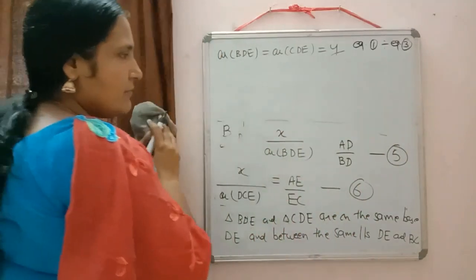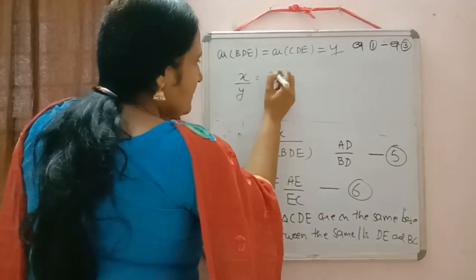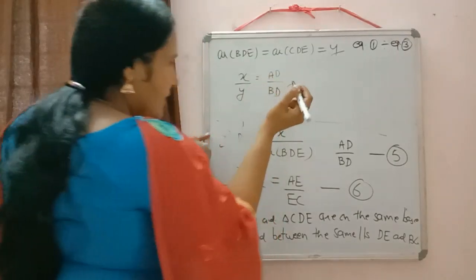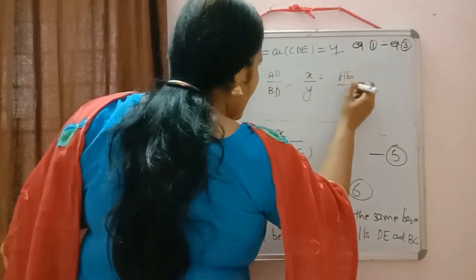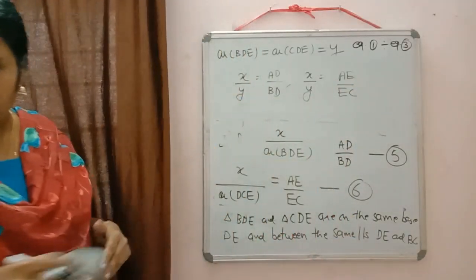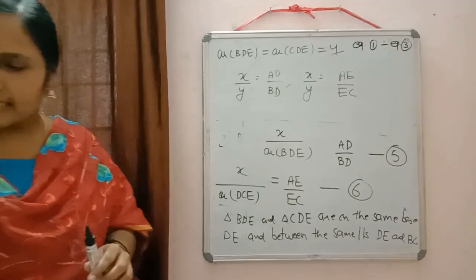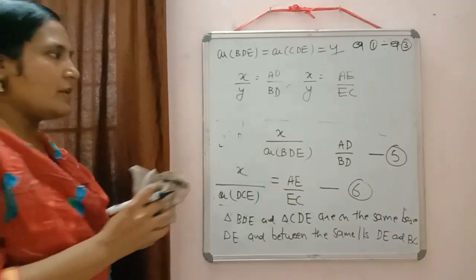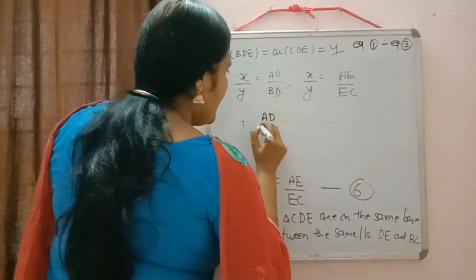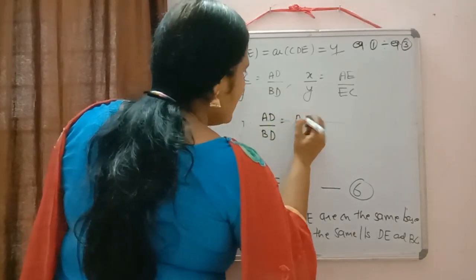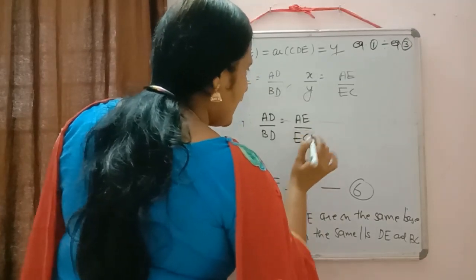Okay, now we can substitute the value here. So your fifth equation will become x by y is equal to AD by BD, and the sixth equation also will become x by y is equal to AE by EC. So again, just to check, in both, the left hand side is equal to x by y. If the left hand side is equal, then the right hand side will also be equal. So we write down, therefore, AD by BD equal to AE by EC.